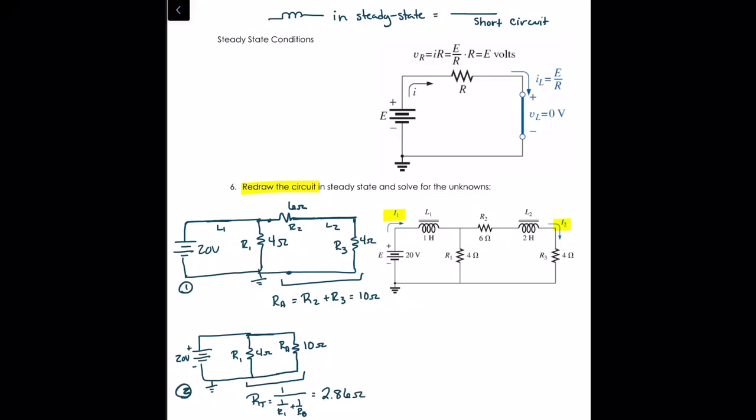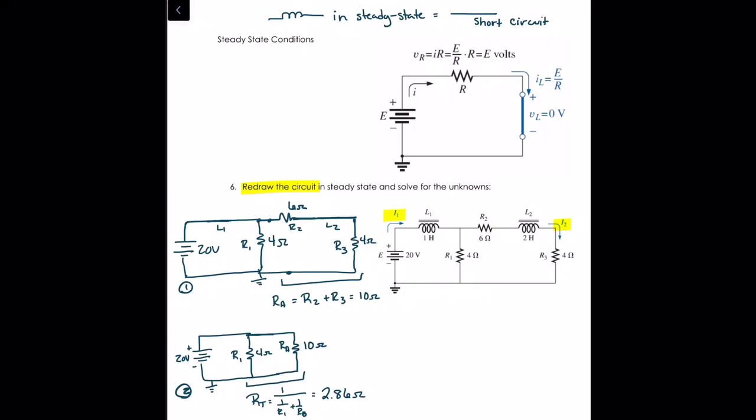Okay, so that's step 1, step 2, and then I'm going to draw my simplified circuit to represent the fact that I've got 20 volts of voltage applied to my circuit, and I have a total resistance of 2.86 ohms. We do that so that we can find our source current, of course, which is E over RT. So 20 volts divided by 2.86 ohms means we have 7 amps of current. So I'm going to draw that in right here, 7 amps.